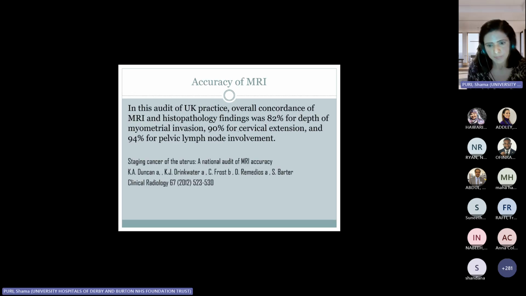We had this nationwide audit in 2012 where all the UK radiology practices who do MRI for endometrial carcinoma staging were invited to participate and submit their data for 12 months. And then those findings were correlated with the histology, and they found that there was 82% accuracy of MRI for depth of myometrial invasion, 90% for cervical extension, and 94% for pelvic lymph node involvement.